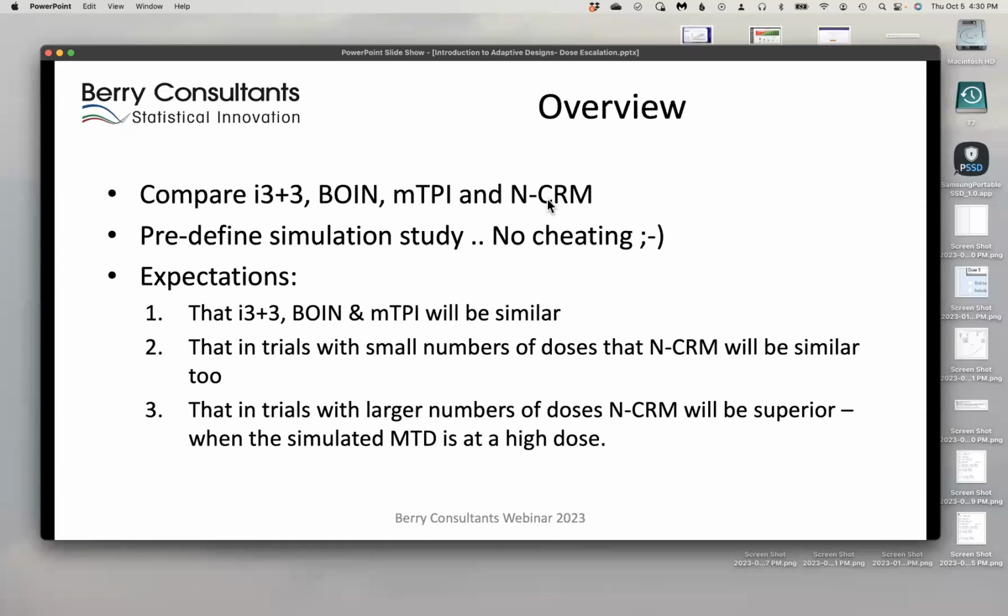The CRM is an old design from the 1990s, the continual reassessment method. We appended an N to it, where N might stand for Neuenschwander, New, or Novartis, based on a 2008 paper by Neuenschwander from Novartis, where he addressed many of the, if not all the, shortcomings of the original CRM and made it into a much more practical, much more attractive method.